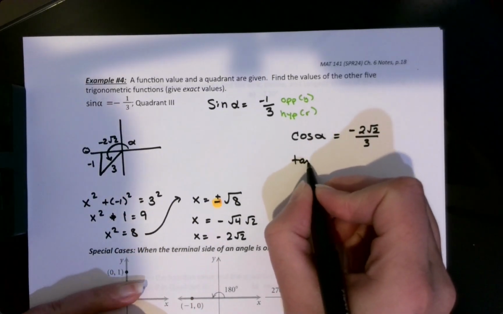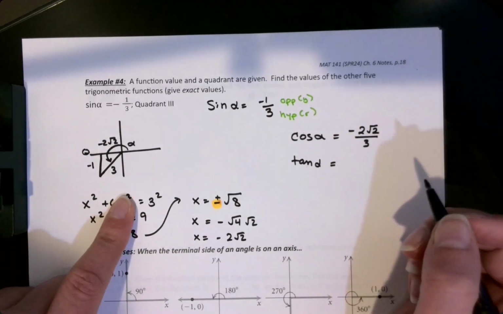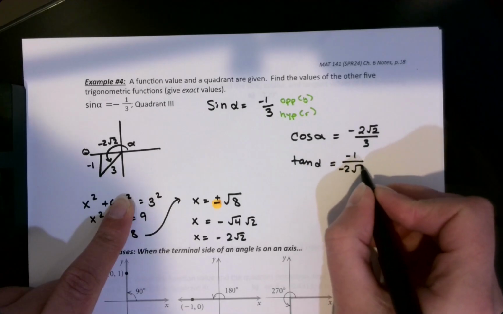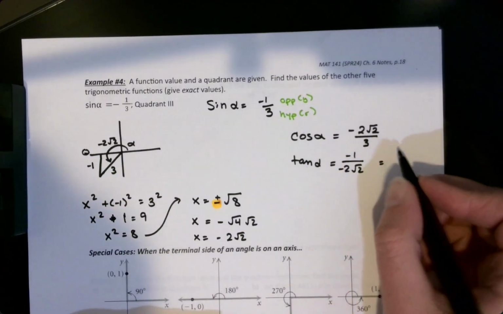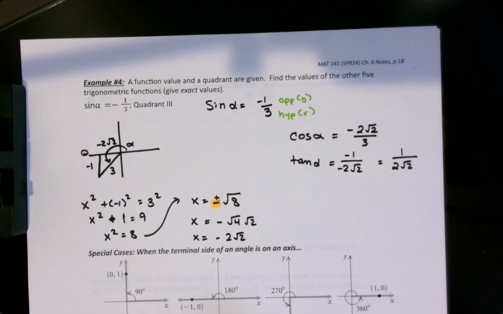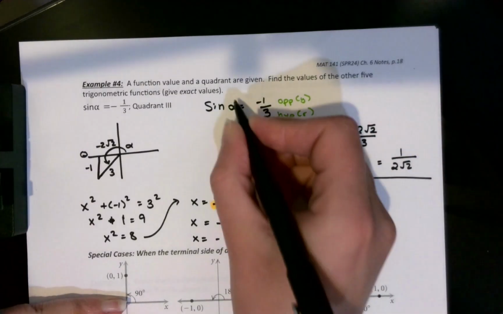Then I need the tangent of alpha, so that's y over x, or opposite over adjacent. So y over x is negative 1 over negative 2 square root of 2. Those two negatives are going to cancel, so I can write it as 1 over 2 square root of 2. That could be rationalized. I'm not going to need to do it because it's not a special angle, so we'll leave that alone right here. We'll continue on, and those are the primary three.